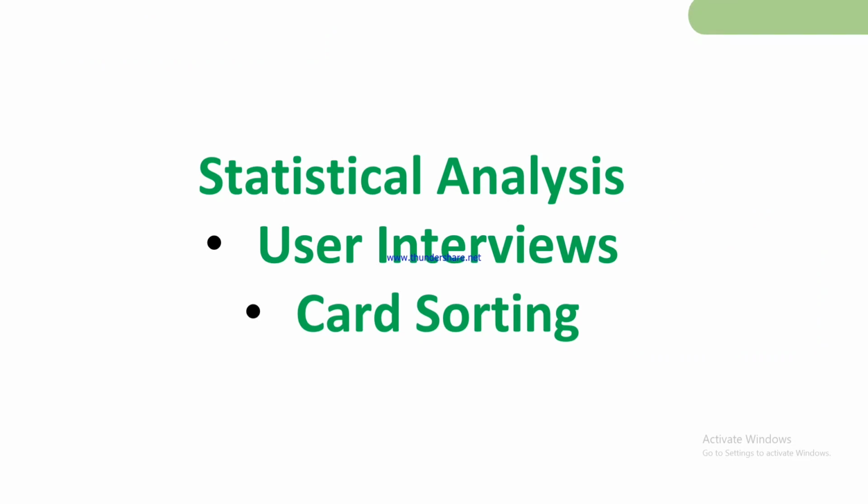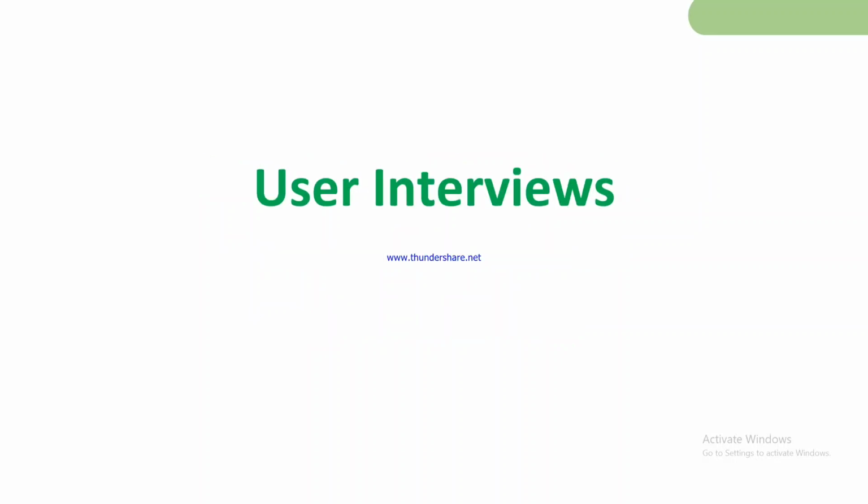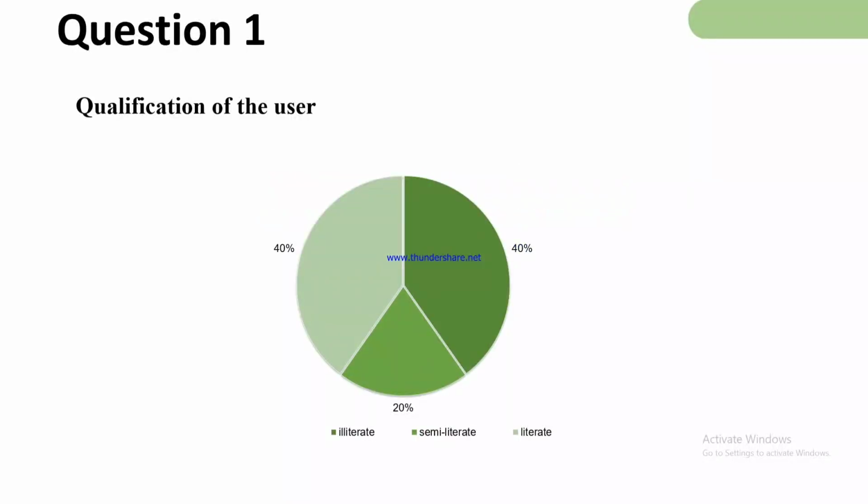Next, I have done the statistical analysis, which had two steps. First, there were user interviews, and secondly, there was card sorting. For the user interviews, I made a pie chart of each and every question I asked to get the final results. For example, the first question was the qualification of the user. 40% of users were illiterate, 20% were illiterate, and 40% were semi-literate.